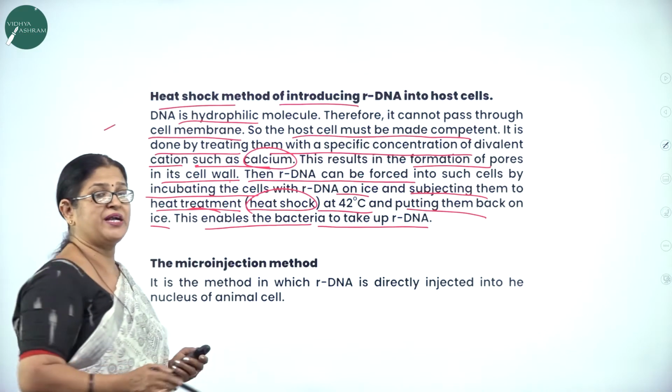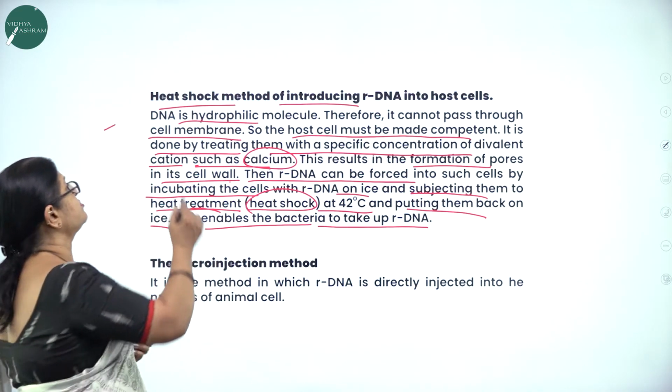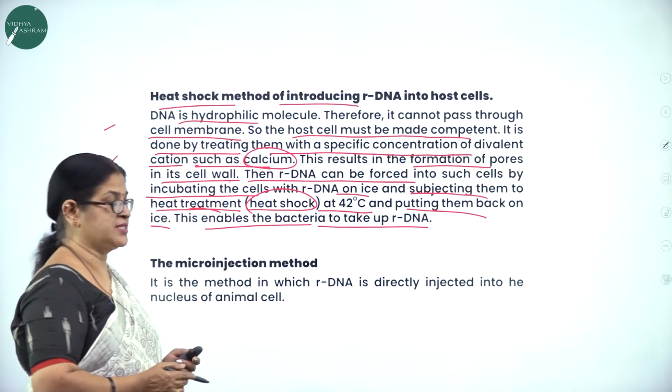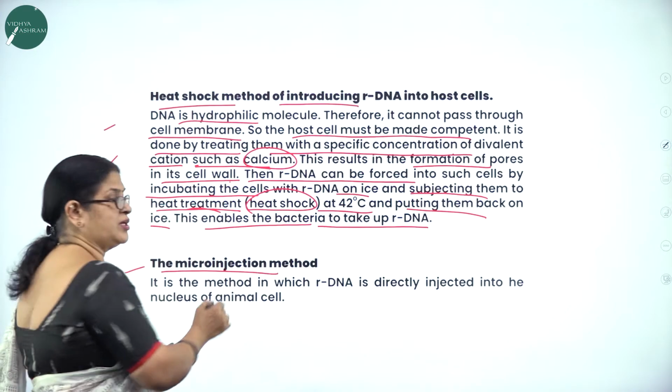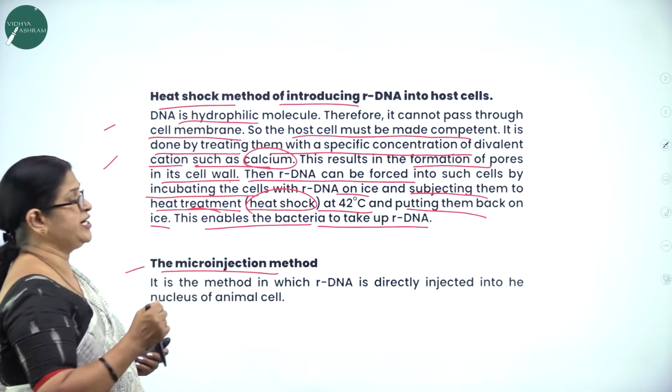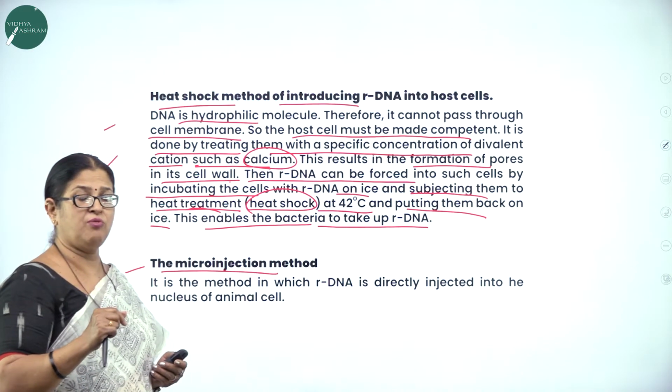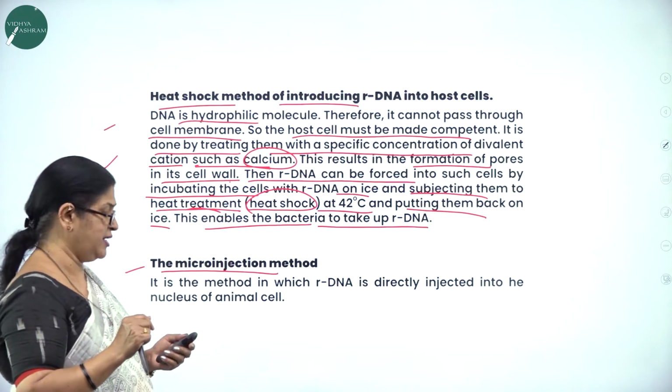So this enables the bacteria to take up rDNA. So this is one method called heat shock method of introducing rDNA into the host cells. Now this next method, what are the four methods? One is called heat shock method, second one is called microinjection method, the third one is called what? Biolistic or gene gun method.